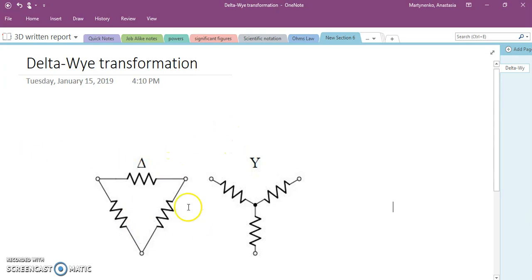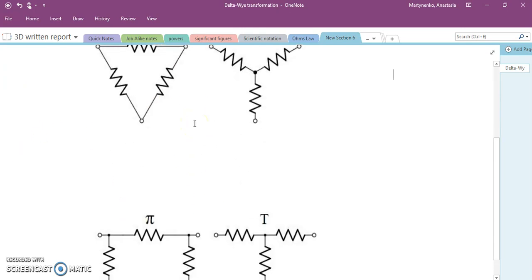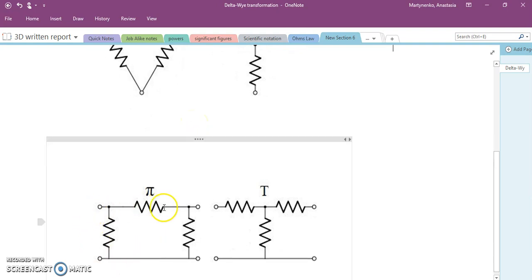Now, I know that you're not used to looking at things in triangles, so this is what it would look like if it's all squared up. If it's squared up, it's called pi T transformation.